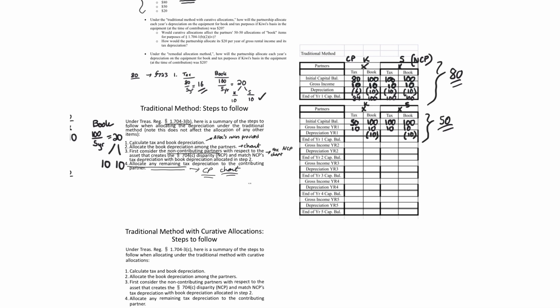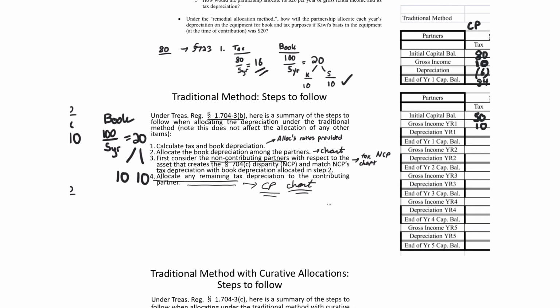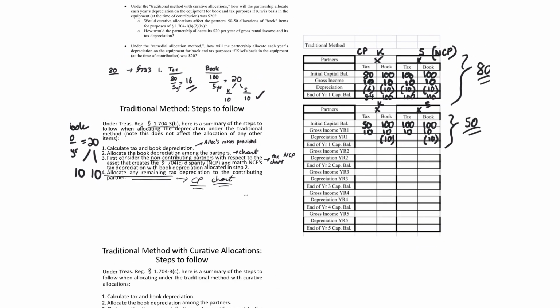The last step is to do tax depreciation. We've only got 10. Step 3 says, okay, give tax depreciation first to non-contributing partner to the extent of the book depreciation. Okay, so we give 10 to S. There's nothing to give to Kiwi. So you're going to get 100, 100, 100, and 60. So this would be the same each year. And it would go next year 70, 100, 100, 100, 80, 100, 100, 100, 90, 100, 100, 100, 100, 100, 100, 100. So at the end of year 5, it would balance out 100, 100, 100, 100.